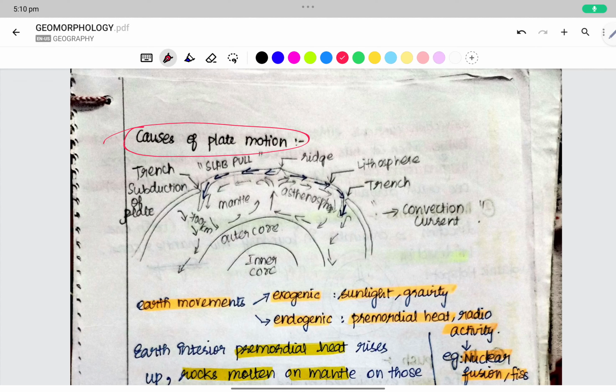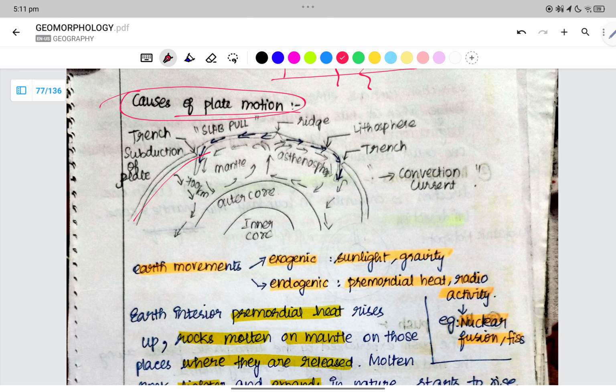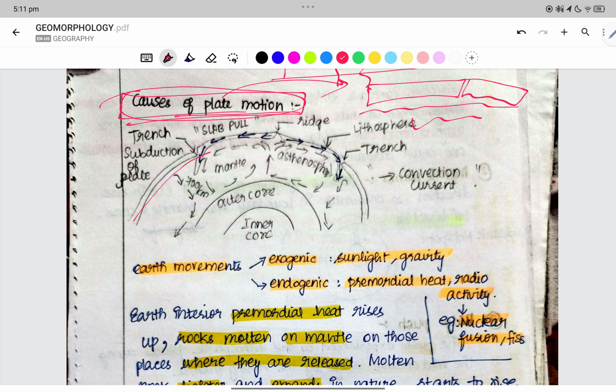Causes of the plate movement. We know what a plate is. The lithosphere, which is up to 100 kilometers thick, is broken up into various plates. Now, what is plate movement? When these broken plates start moving, since they are floating on the asthenosphere, it is called plate motion.